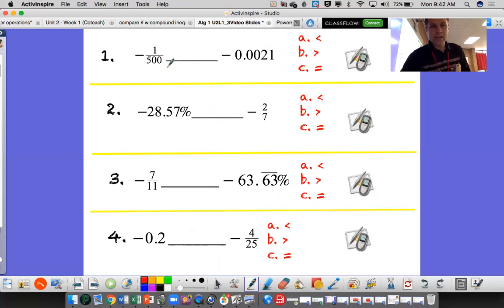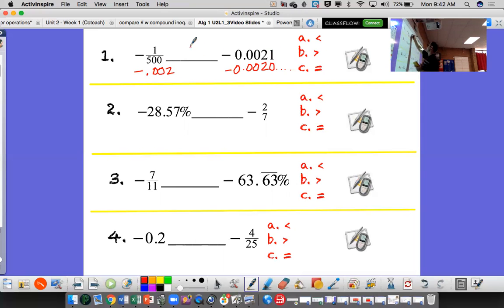Okay? So now I got these same problems, but now they're negative. And remember, the bigger the negative, the smaller the number. So I already knew this was negative 0.002, right? Negative 0.002. And what we said is there's all these zeros afterwards, right? So this one's actually the bigger negative. So now the bigger negative is really the smaller number.